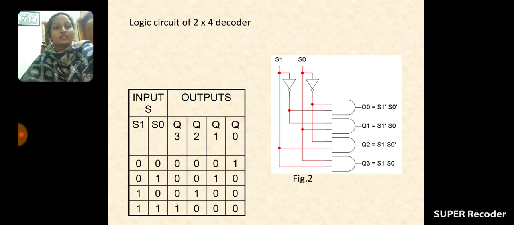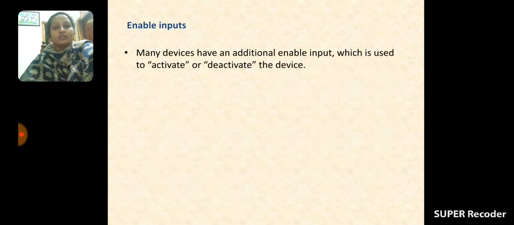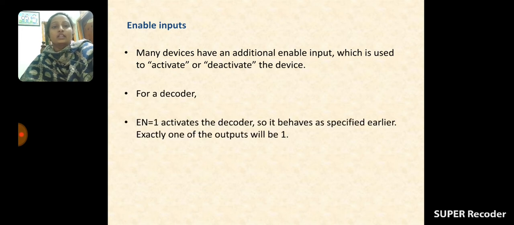How many gates are used here? 4 AND gates are used here to develop the logic. So this is the truth table. Also, a decoder can be designed without an enable signal, but here, with the help of one more line, we design the circuit. The name of that line is called enable.